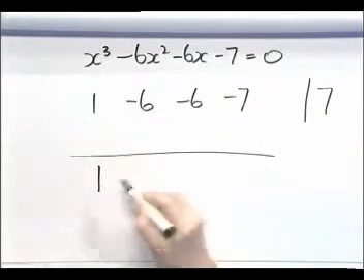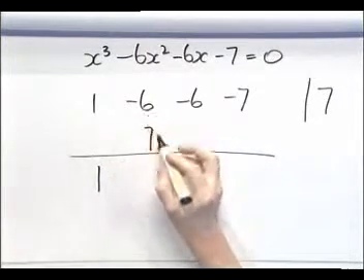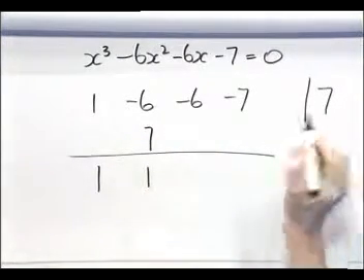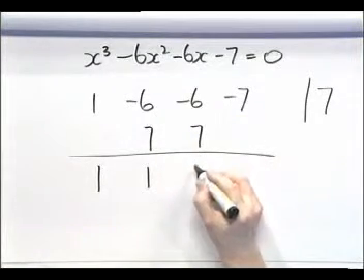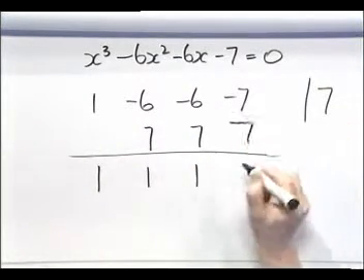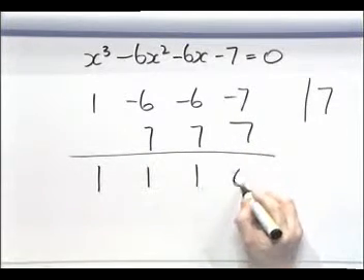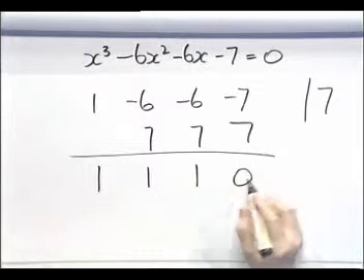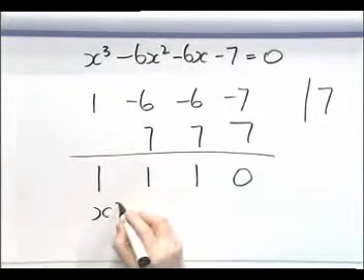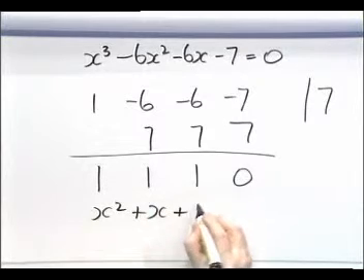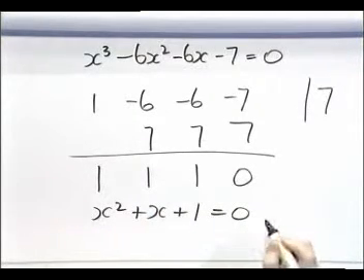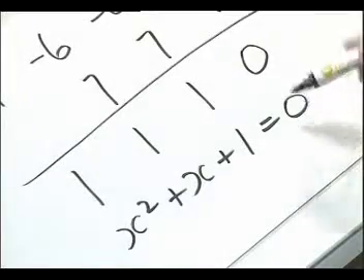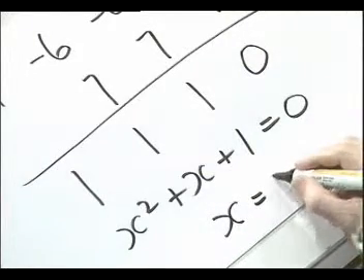Bring the 1 down. 1 times 7 is 7. 7 and minus 6 is 1. 1 times 7 is 7. 7 and minus 6 is 1. 1 times 7 is 7. 7 and minus 7 are 0. So 7 is indeed a root. And the resulting quadratic is x squared plus x plus 1 equals 0. Now you'll find if you try to solve it that the quadratic equation x squared plus x plus 1 equals 0 has no real solutions. So the only possible solution to this cubic is x equals 7.